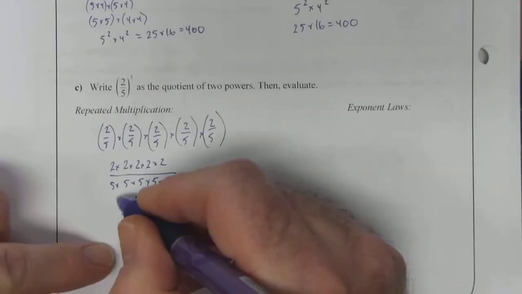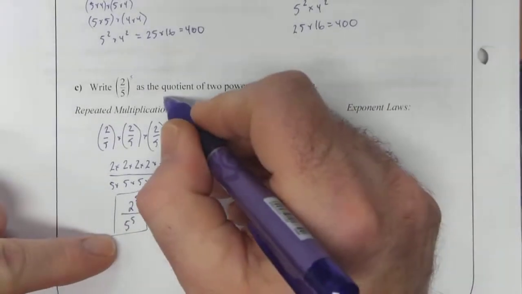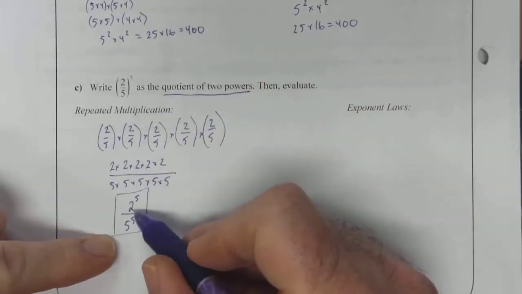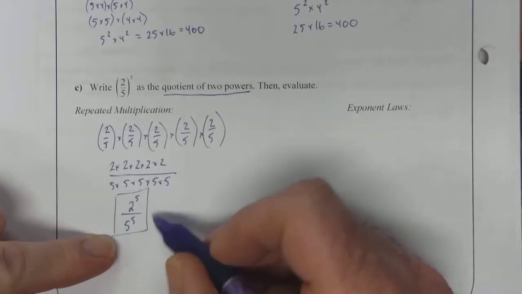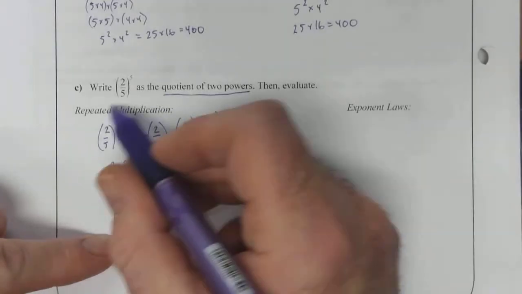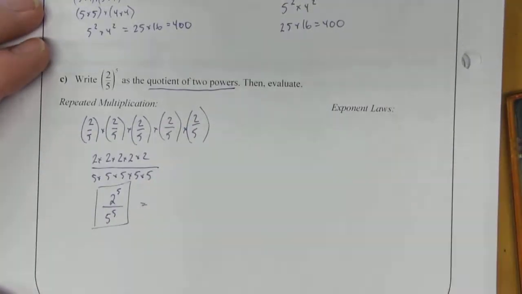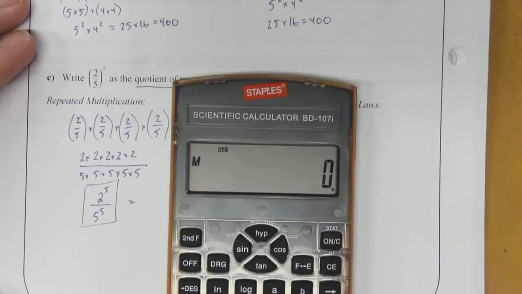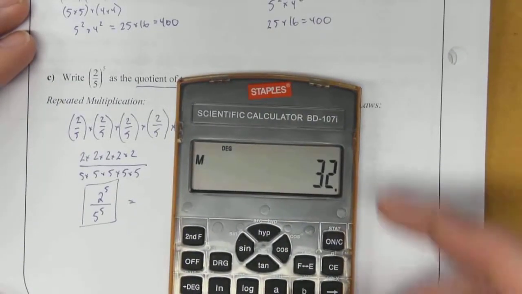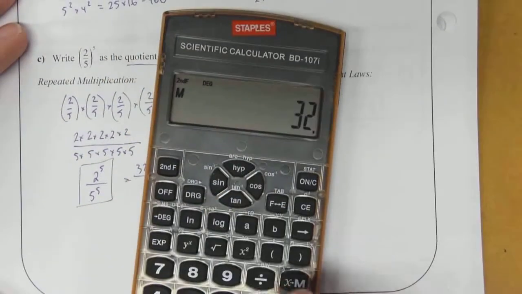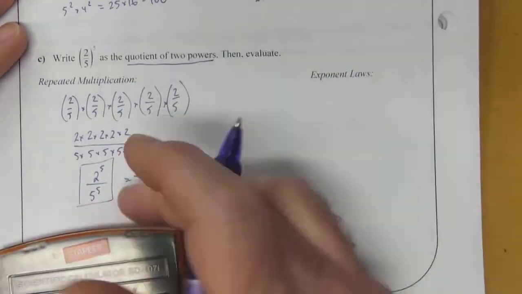Now this step here is actually solving this part. It's the quotient, so it's dividing 2 powers. This is 1 power, this is another power. So this is actually the solution that we're looking for up here, but then we need to evaluate it. So we'll then calculate those out. 2 to the 5th power is 32. So that's 32 over 5 to the 5th power, which is 3125.